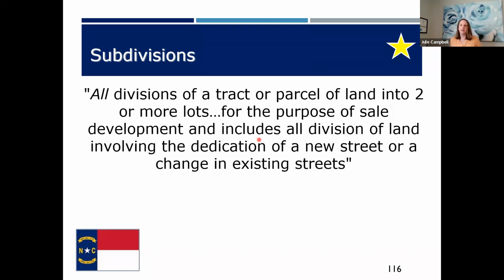We're going to buy a chunk of land. The developer is going to buy a chunk of land and they're going to subdivide it into 2 or more lots for the purpose of sale or development. It includes the division of the land, and it includes the dedication or the change in existing streets. Whenever we create subdivisions, we've got to give people access to come and go, right? If we already have roads, they can use those existing roads, but part of the creation of the subdivision might be creating new streets. We're going to talk about those in just a second as well.